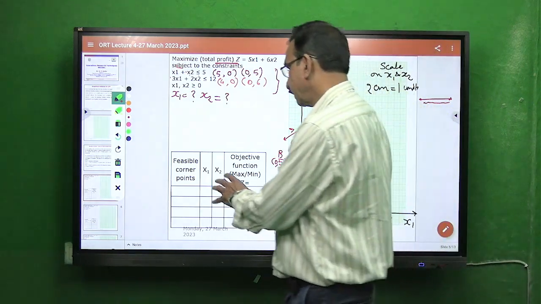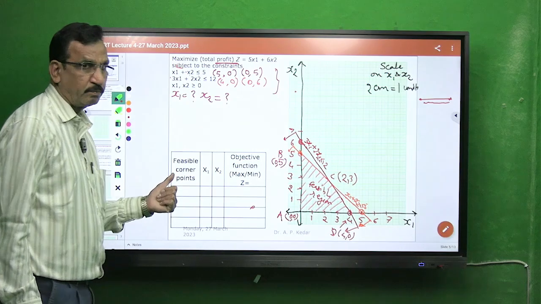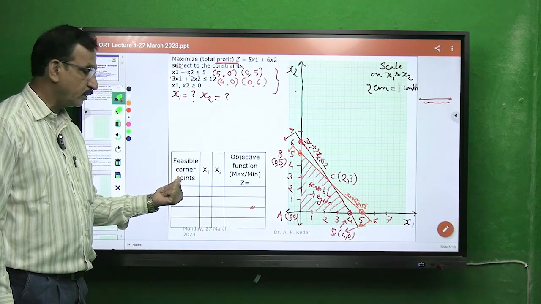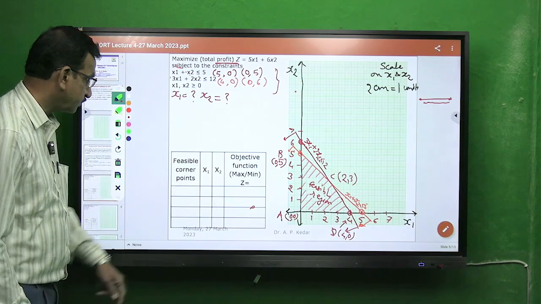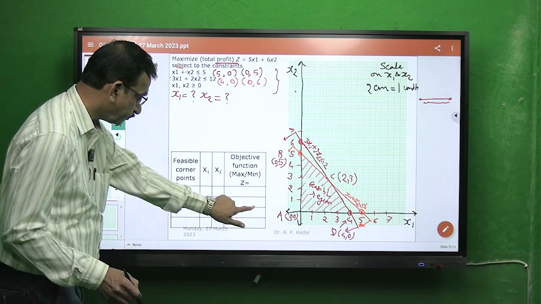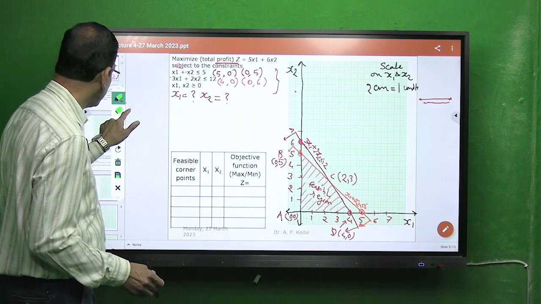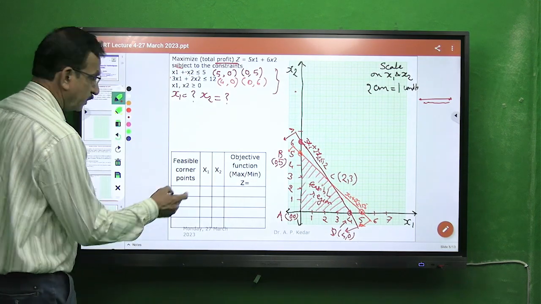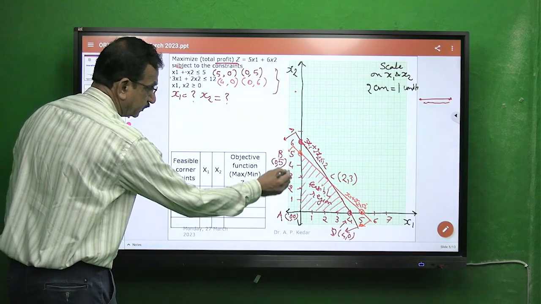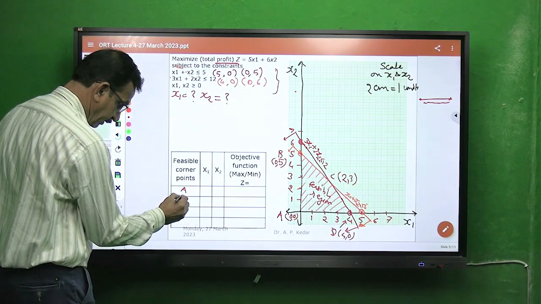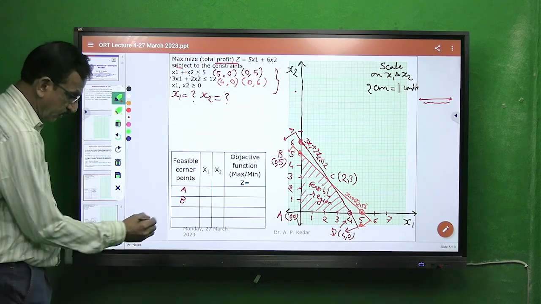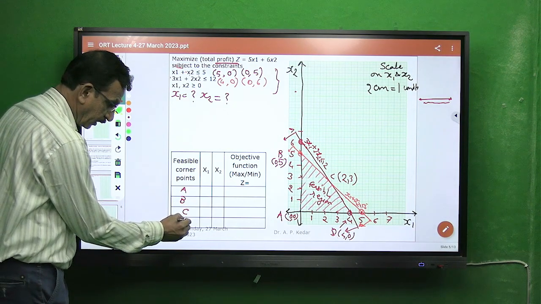So here what I did is I have prepared a table which represents the feasible corner points. As you can see here, our feasible corner points are A, then B, getting it or not, then next C and next D.